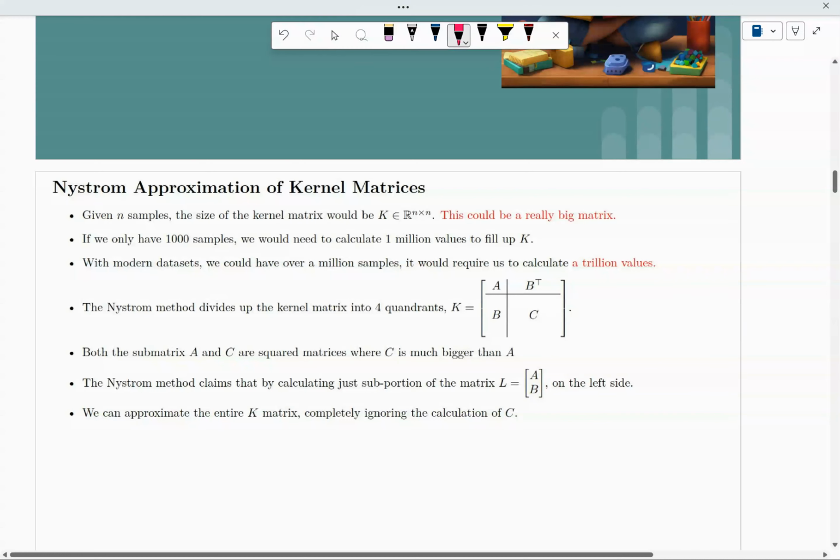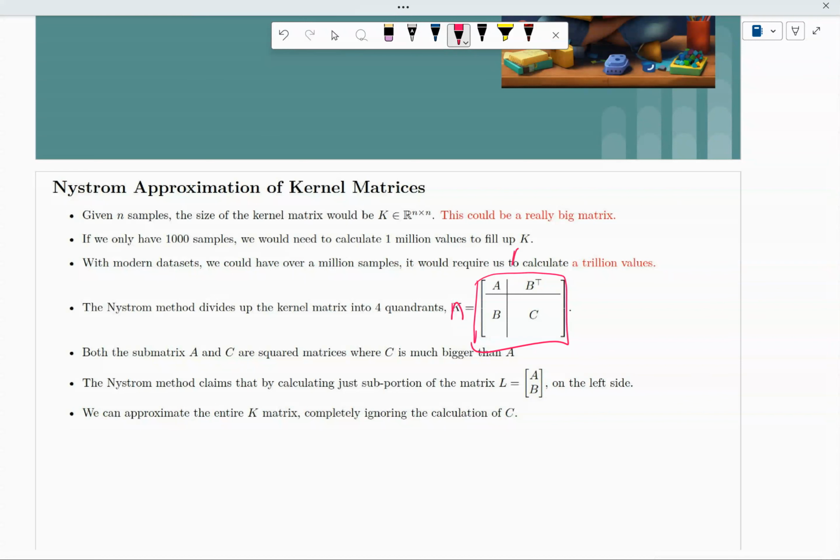Now you can imagine that a kernel matrix, the way it works is if you have n samples, then the whole matrix is n by n, therefore it's n squared. This implies there's a lot of numbers in this matrix. If you just have 1,000 samples, you're going to have 1,000,000 values to fill. And today we have way more than 1,000 samples. We could have 1,000,000 samples, then we're going to have 1 trillion numbers to fill. That's a lot of computation that you have to calculate.